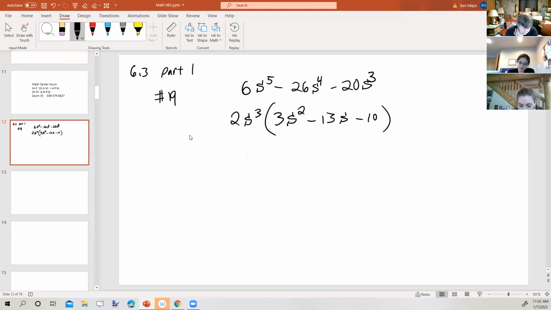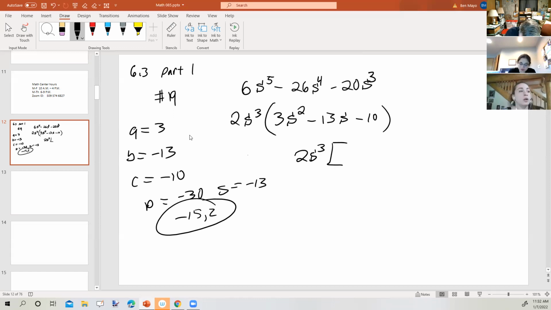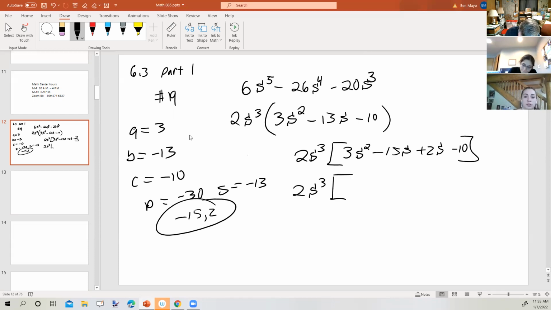So now this was from section 6.3 part 1. So this is where we're still using the grouping method. So I'm going to do that here. A is 3, B is negative 13, C is negative 10, the product is negative 30, the sum is negative 13. How about negative 15 and 2? That would give you a product of negative 30 and a sum of negative 13. So we get 2s cubed times 3s squared minus 15s plus 2s minus 10, using factoring by grouping.